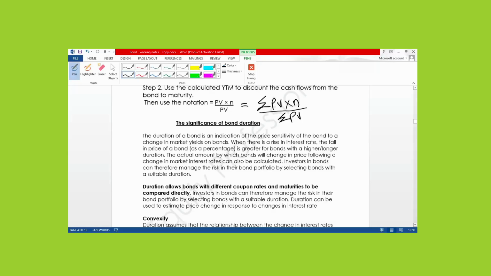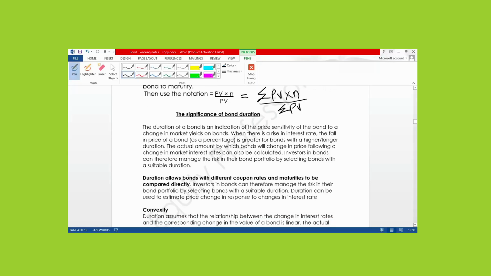That's enough. We can use duration to estimate price change in response to changes in interest rates.